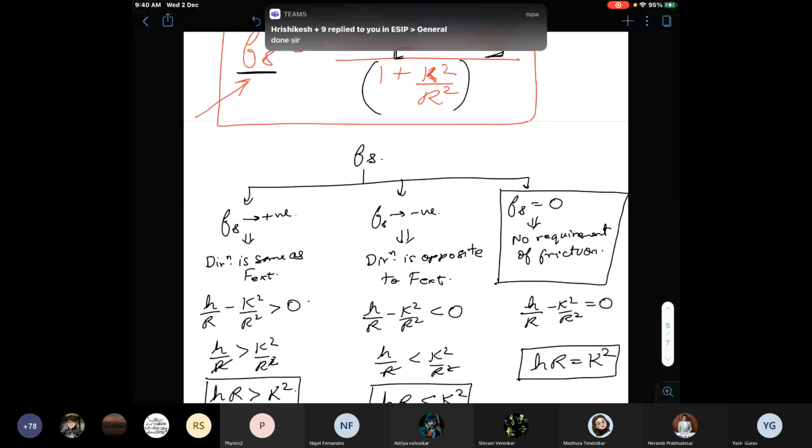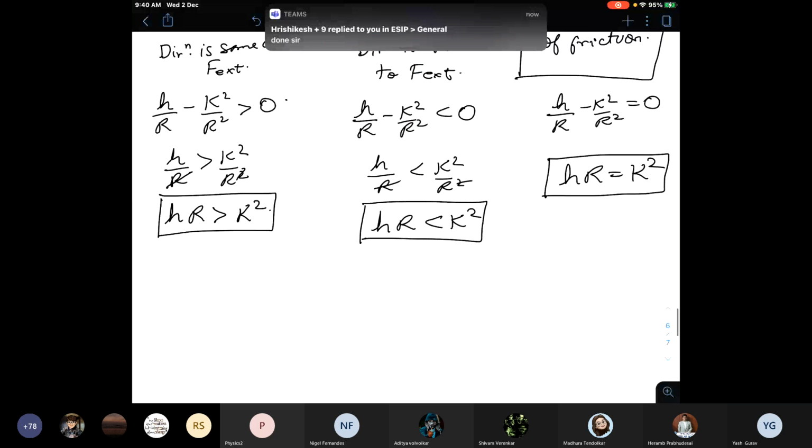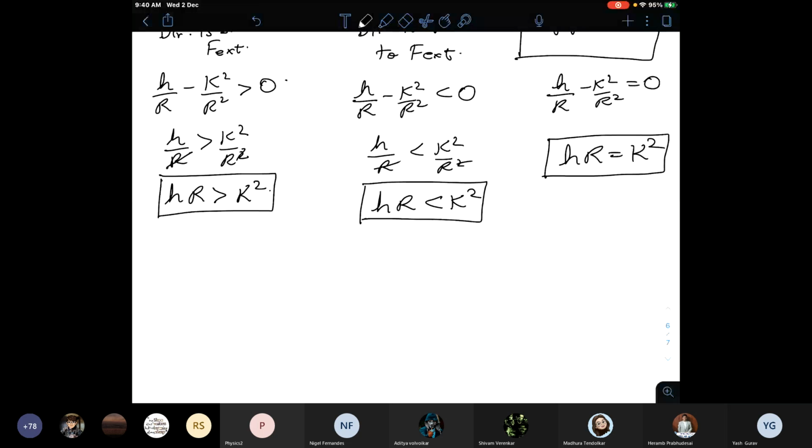Yeah. Acha. So before that, let's take a note. What I was saying is that friction is... how it can be in the direction of F external. Acha, just try to understand what is friction. Friction is a force which opposes relative motion, or tendency of relative motion.